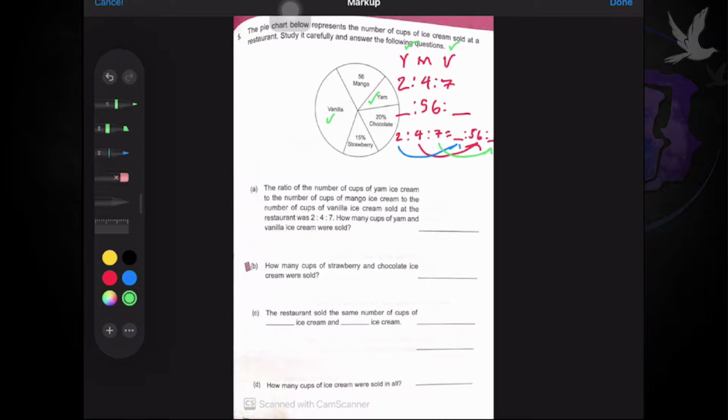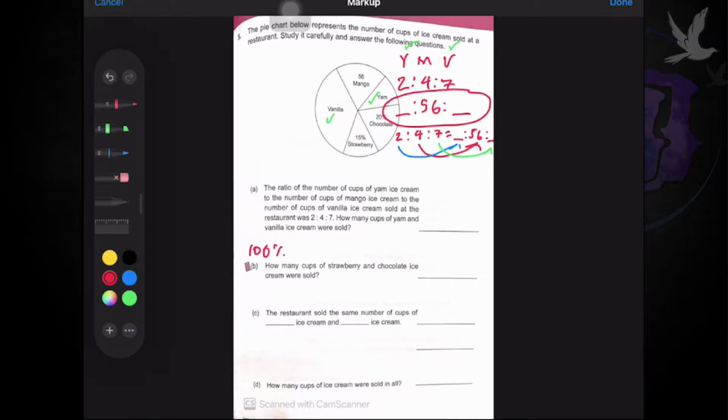How many cups of strawberry and chocolate ice cream were sold? Nako, ito medyo mahirap kasi you need to find the total of vanilla, mango, and yum, which represents all this. Once you'll have your answer here, add nyo lang muna yung lahat sa kanila. And this will represent the other half of the percentage. Kasi if you'll know, total nga natin is 100%.